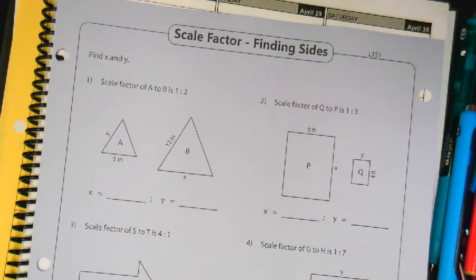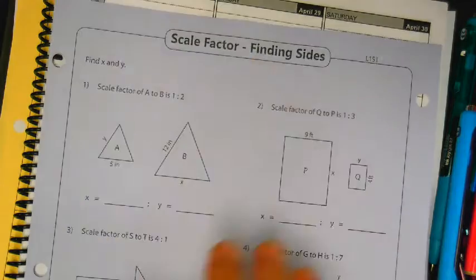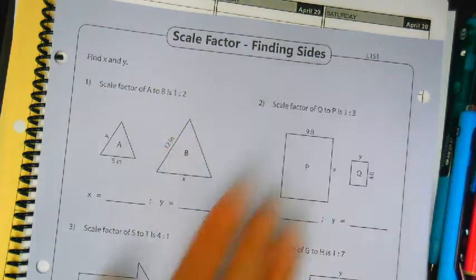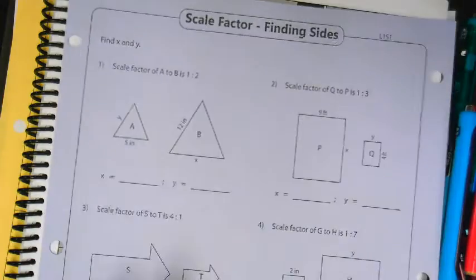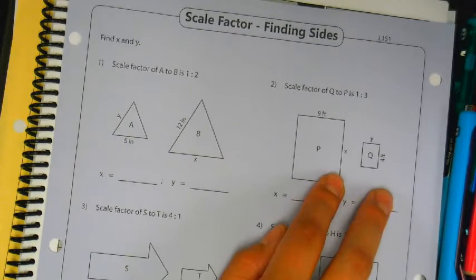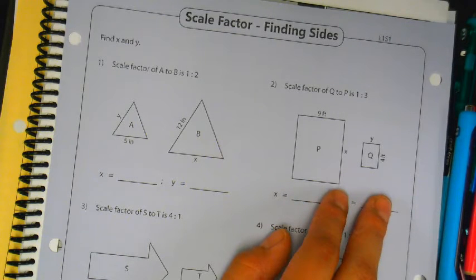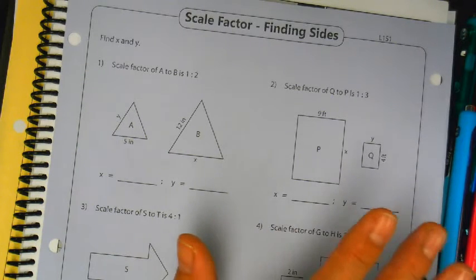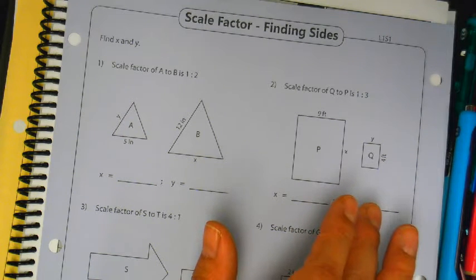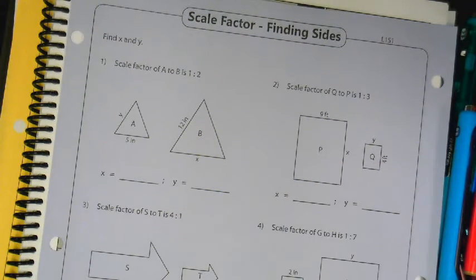Compared to period one. So everybody go to where it says scale factor finding sides. Okay, the first two should be the two triangles and then the two rectangles. These are the two shapes we should be looking at right now. Everybody. Okay. It's pretty easy on the math. Not terribly hard. Not like super easy though. But it's not bad.